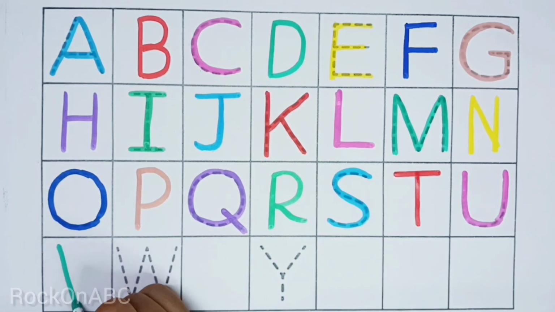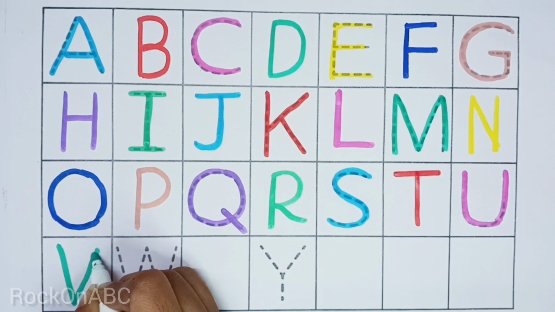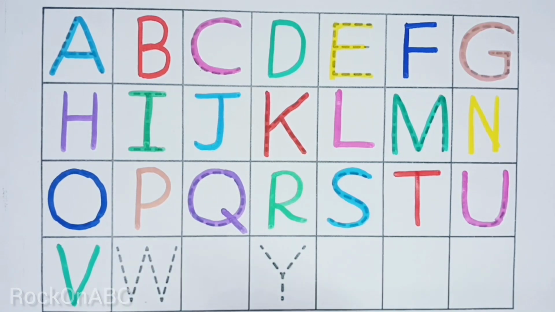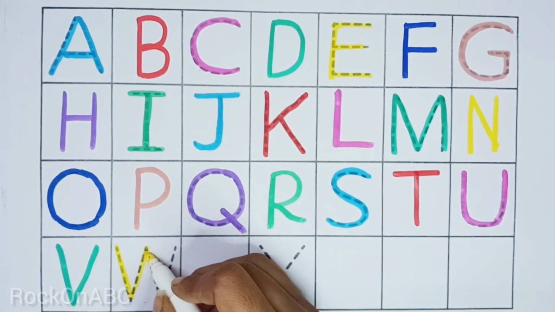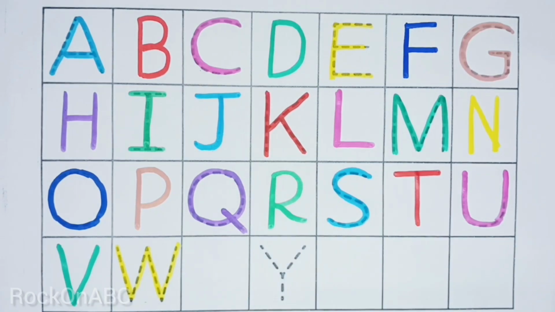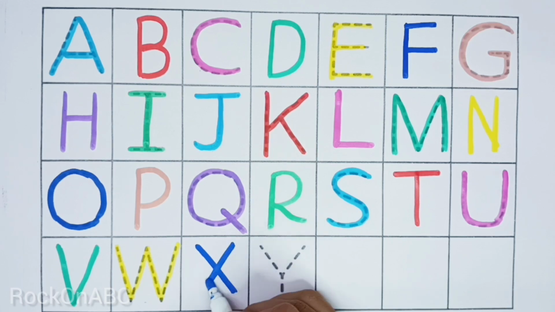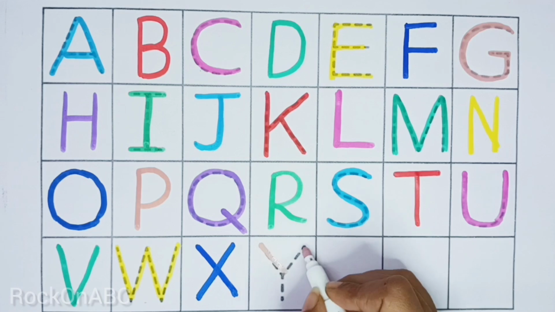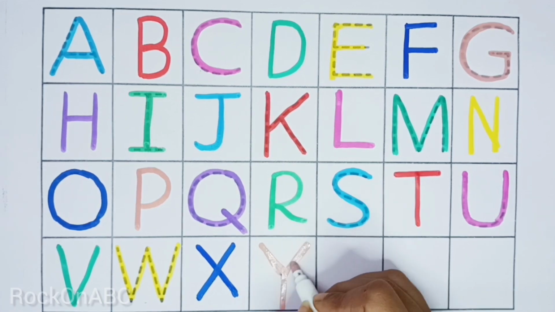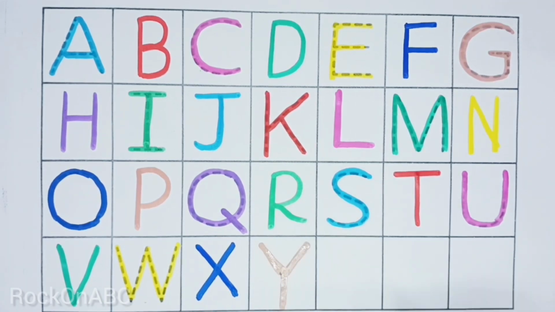Grass green color V. V for violin. Yellow color W. W for watch. Navy blue color X. X for xylophone. Brown color Y. Y for yacht. Violet color Z. Z for zoo. Well done guys. You have completed from A to Z.